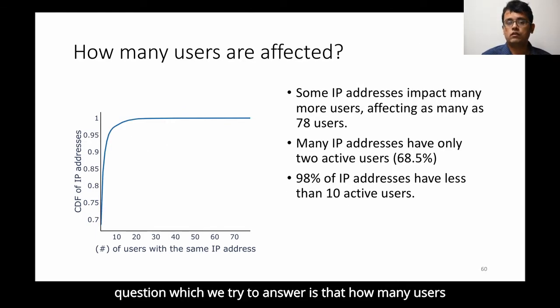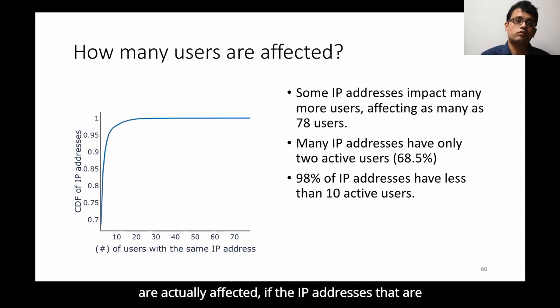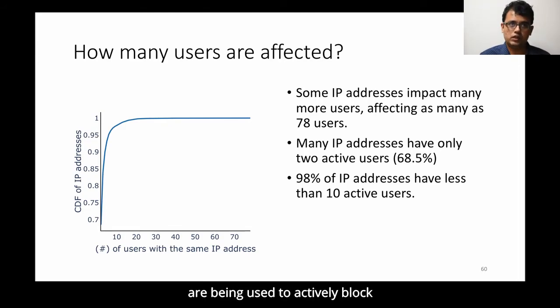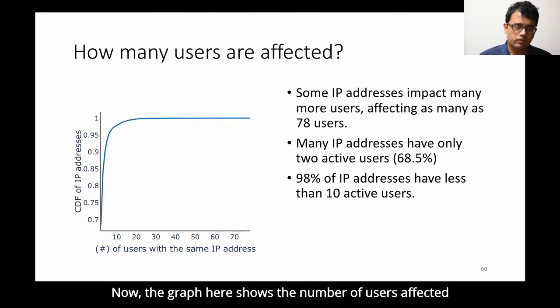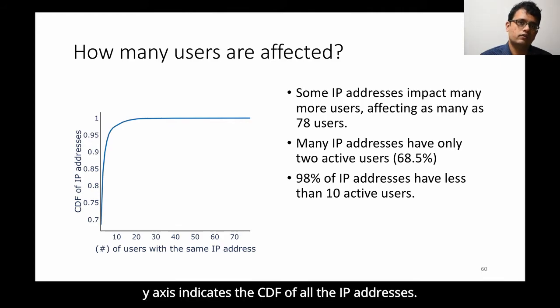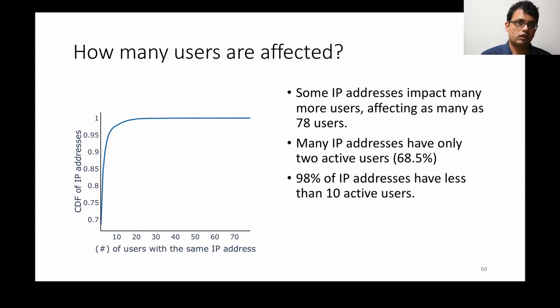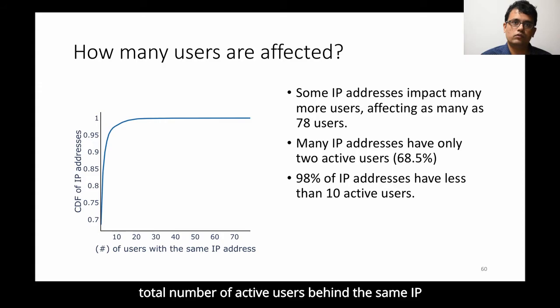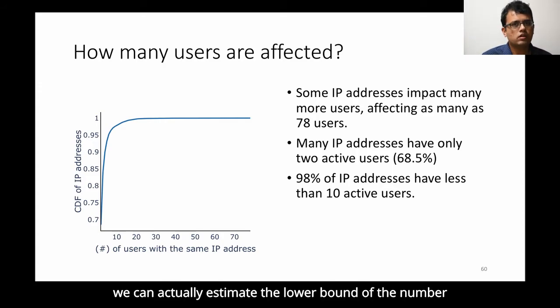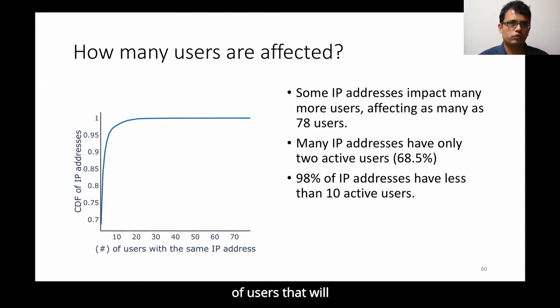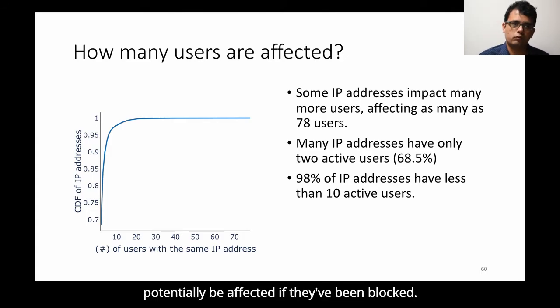The final question we're trying to answer is how many users are actually affected if the IP addresses present in blocklists are being used to actively block traffic. The graph here shows the number of users affected on the x-axis, and the y-axis indicates the CDF of all the IP addresses. Given that the BitTorrent crawler can actively detect the total number of active users behind the same IP address, we could estimate the lower bound of the number of users that could potentially be affected if they're being blocked.